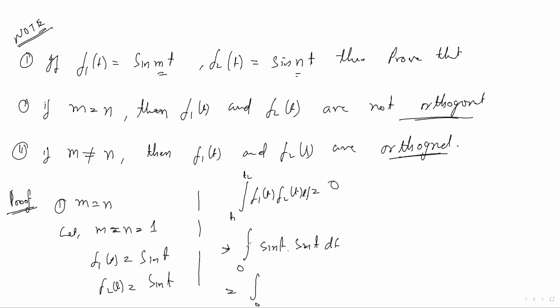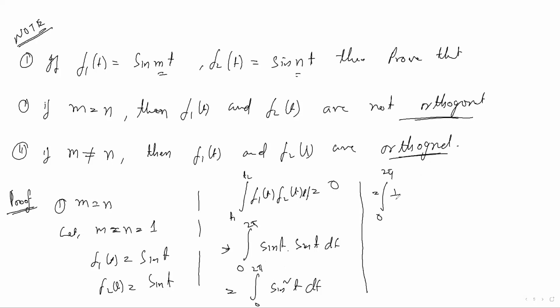That may be given in the question. Over the time period 2 pi, here you can write the integral from 0 to 2 pi of sin square t dt. So what is the equation for sin square t? Integration over 2 pi.